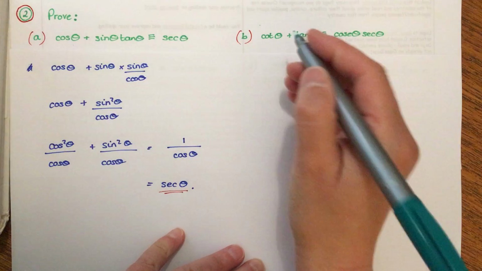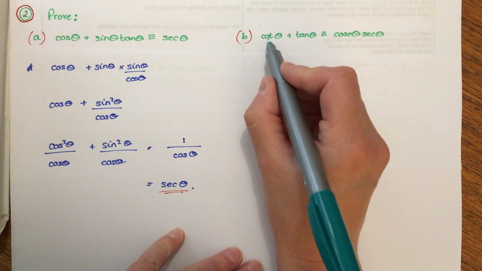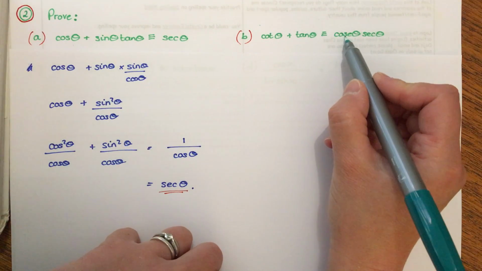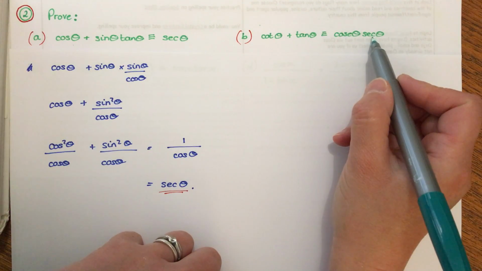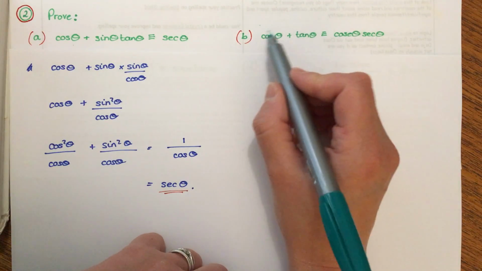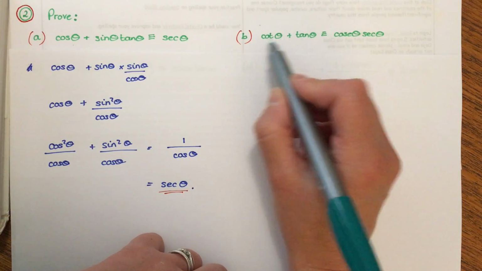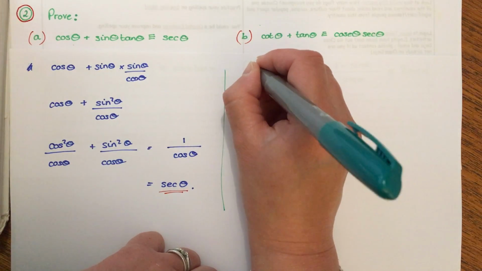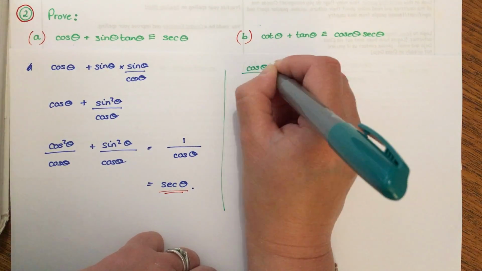On this side, we've got cot. Right, so we've got cot and tan, which we could write as functions of tan, but on this side we're aiming towards cosec and sec, which is sine and cos. So I am going to be trying to write these in terms of sine and cos. So cot is cos theta over sine theta.